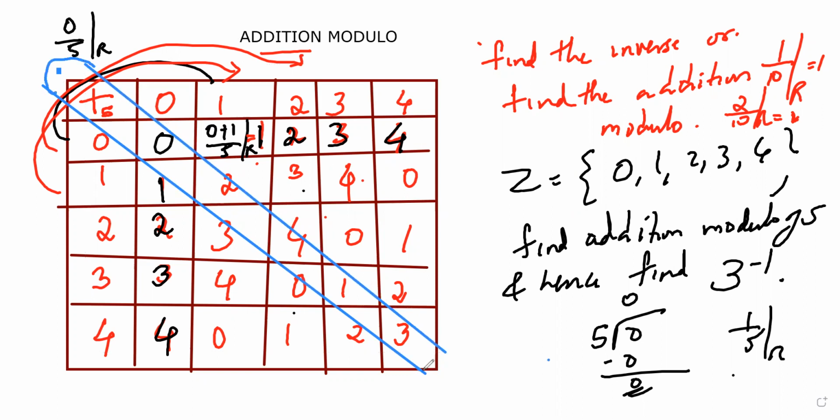This is my diagonal here: 0, 2, 4, 1, 3. Correct? This is the diagonal element. My question here is to find the 3 inverse. 3 inverse I have to find. Correct? How do we do it?